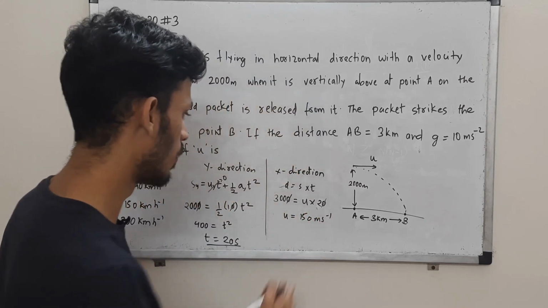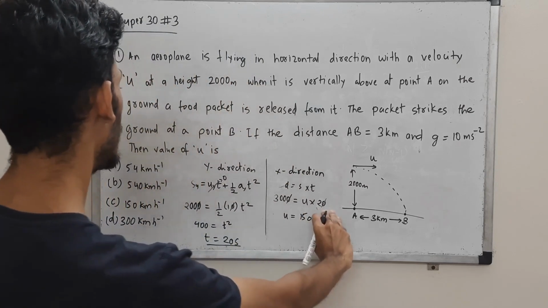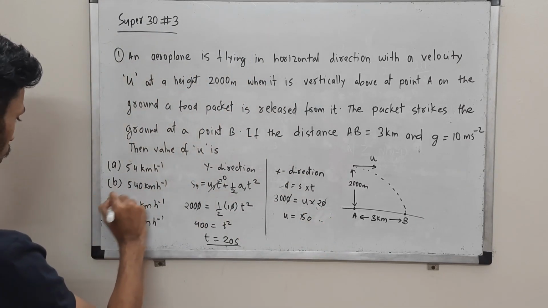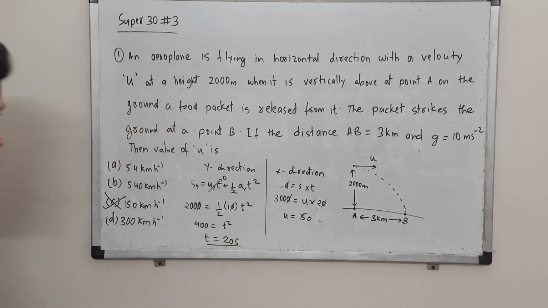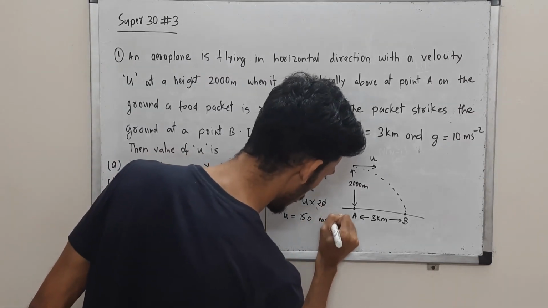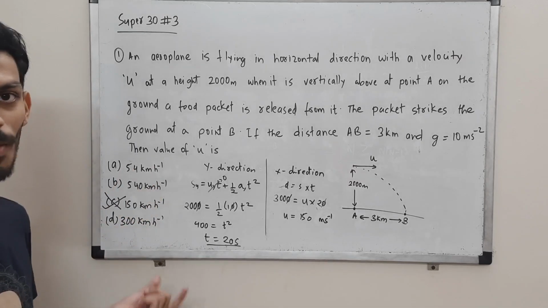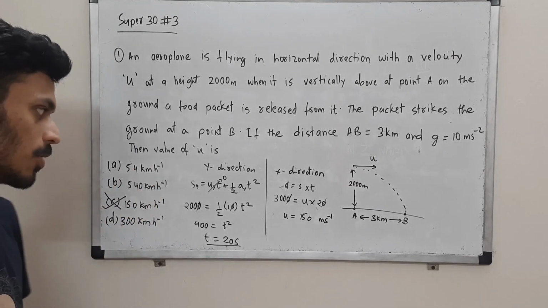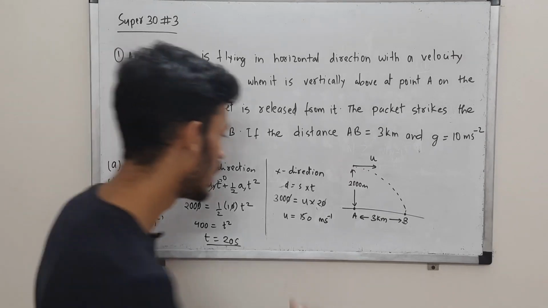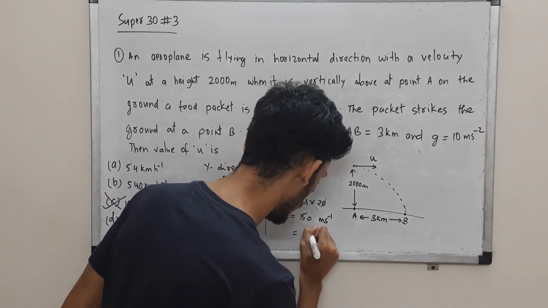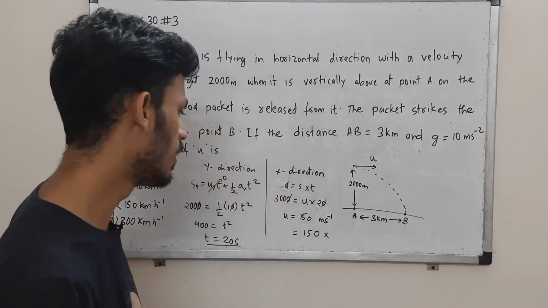Now some of you might forget about the units and you might just see that the answer is 150 and tick here. Okay, it's not the correct answer. 150 meters per second, please remember the units, okay. And if you see, all the answers in the options are given in kilometer per hour. So if you want to convert, you have to multiply by 18 by 5, right?